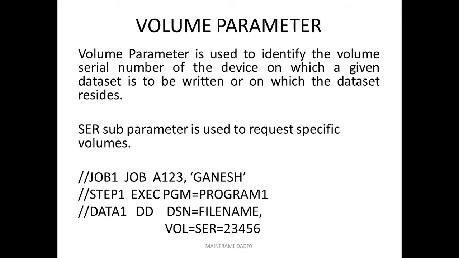The next one is the volume parameter. The volume parameter is used to identify the volume serial number of the device on which a given data set is to be written or on which the data set resides. Using the volume parameter, we can read or write a file on a specific volume serial device. So with this device 23456, we can either read the file from this particular device, or write and store our file in this specific device. For making a specific access, we can use the SER subparameter in the volume.